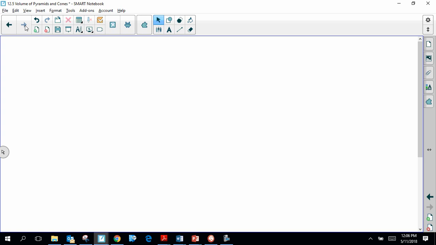The biggest common mistake that I see students make when they're working with volumes of cones and pyramids is they forget the 1/3. So please make a note to yourself: don't forget about taking 1/3 of the volume when you're working with a pyramid or a cone.